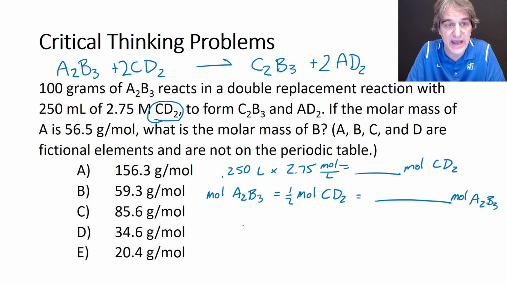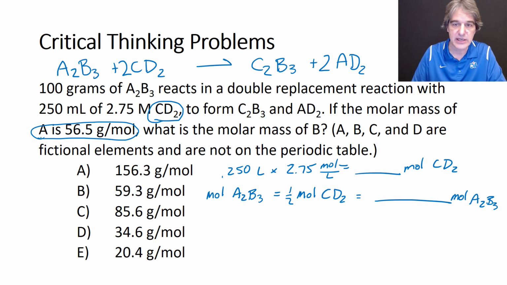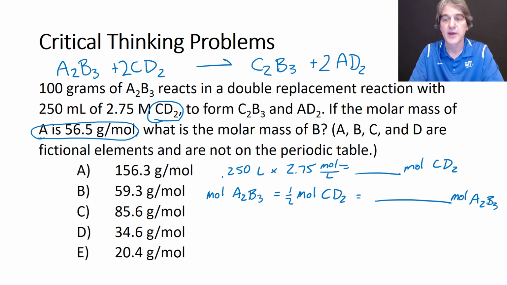If we have the number of moles of A and we have the molar mass of A, then we can determine how many grams of A we have. And since it's 100 grams, we can determine how many grams of B. Once you know how many grams of B and how many moles of B, you can calculate the molar mass of B. So that's the way to go on this. The key is write the balanced equation and calculate moles of whatever you can calculate moles of.